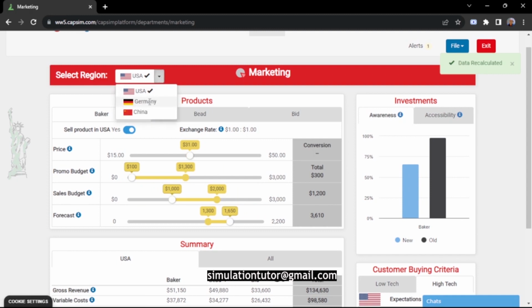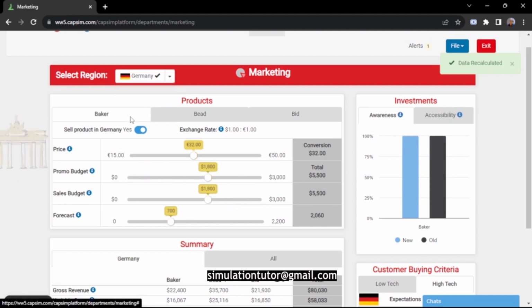So let's go to Germany. With Germany, here I'll not touch my price. Again, my promo budget, I'll reduce it to 100. My sales budget, I'll reduce it to 100. While my forecast, let me say, I'll just leave it at 700. Based on my forecast, I believe that I'll still maintain the number of units that I sold previously.